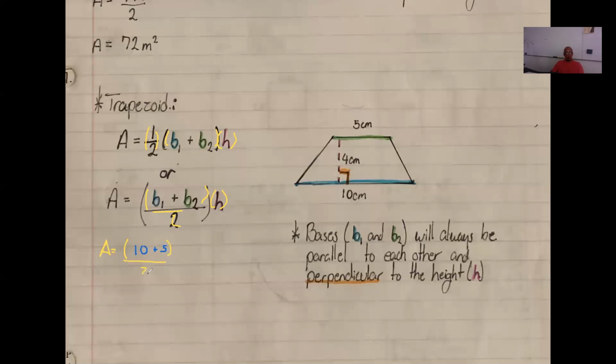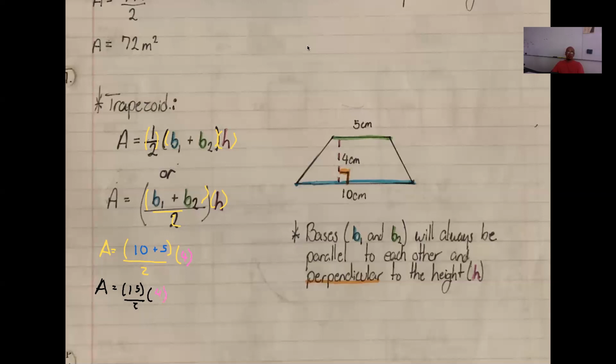All of that over 2, or divided by 2, times the height, and the height of this trapezoid is 4. All right. So again, the first thing that you must always do is add the bases when you're finding the area of a trapezoid. So go ahead and add the bases, and we are left with this. The area will equal 10 plus 5, which is 15, over 2 times the height, and the height is 4.